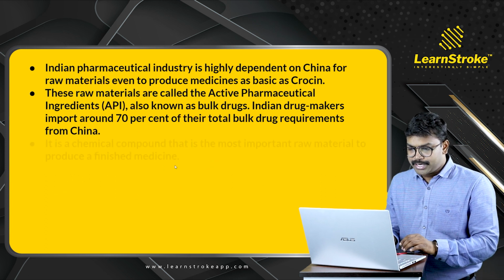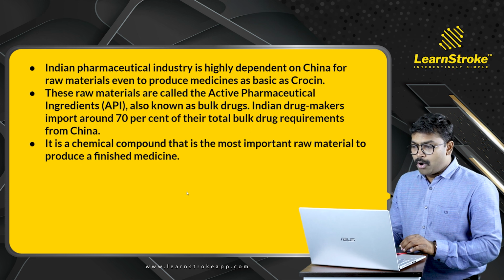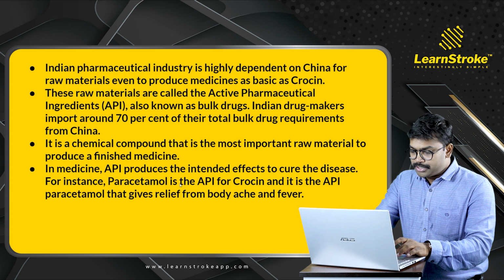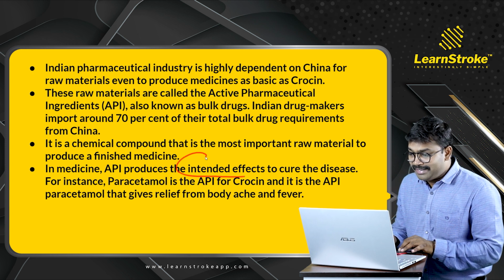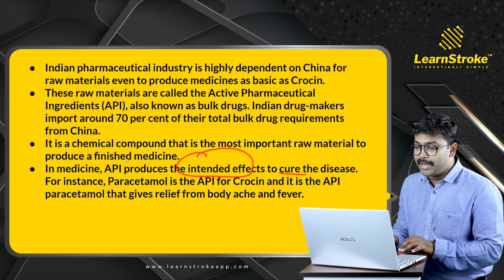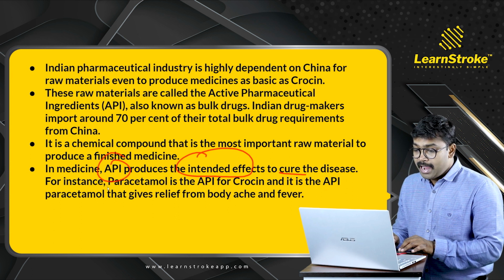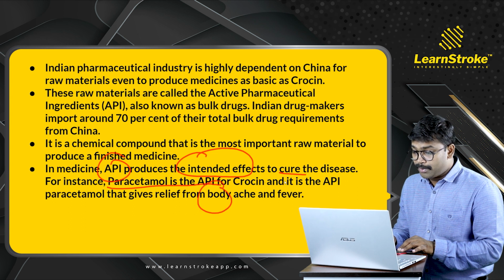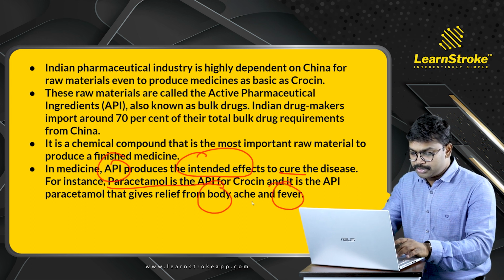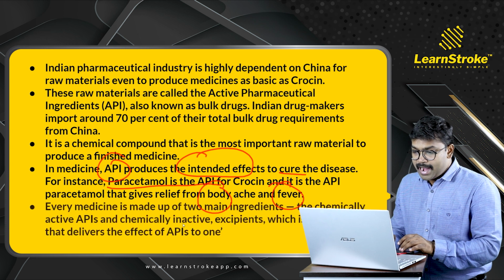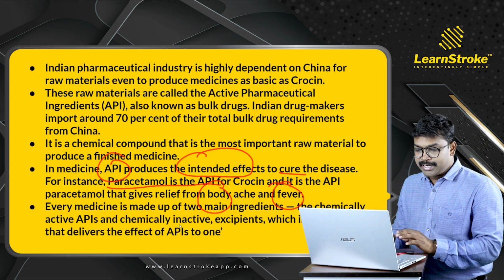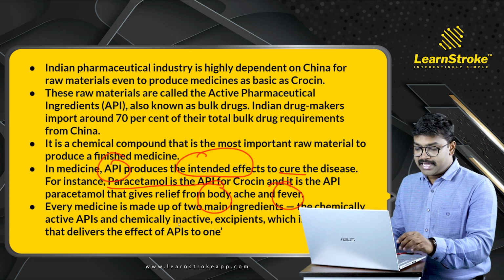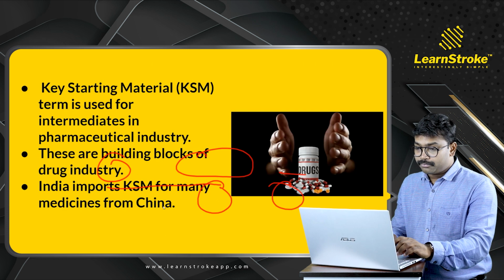So let's check it out. It's a chemical compound or a raw material. And API produces, you can just take a clue, the intended effects to cure the disease. So API plays a pivotal role, and paracetamol is the API, which gives relief from body ache and fever, etc., which we discussed just now. And every medicine is made up of two parts, which I said: an active chemical API as well as an inactive excipient. So that makes it important here.